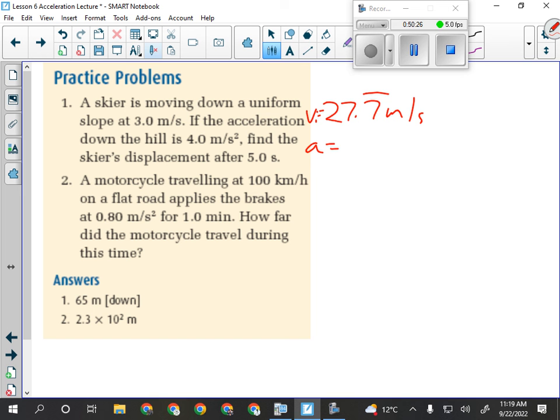What do I have to remember about that number? It's negative. Last time I checked, thankfully, the brakes make you accelerate backwards, not forwards.